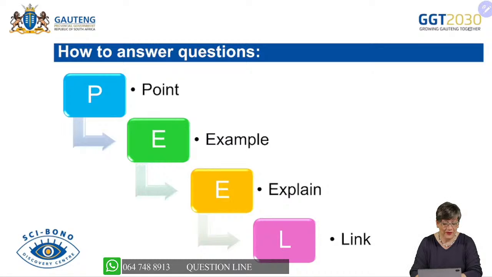Remember, the PEEL method is the best way to use when answering your open-ended questions. P for point, E for example, and remember you get your example from the text, explain it and link it back. Tell us why the writer has decided to include this specific part of a text. Right.